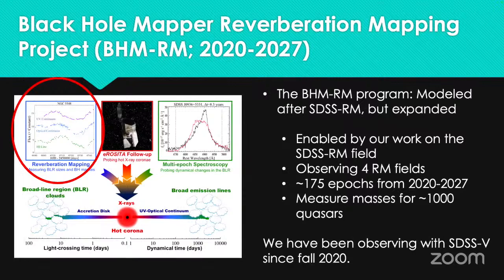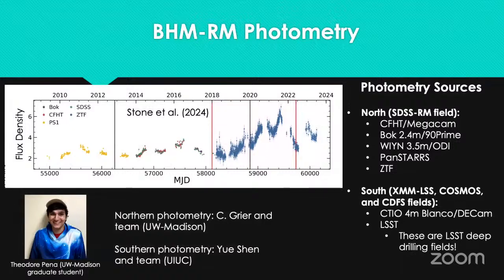So SDSS-V is obtaining a whole lot of spectra. And along with this, we are actually also obtaining a whole lot of photometry. Here's just an example of a photometric light curve that we have, one of our SDSS quasars. This is one of the ones that we've been observing since the first program. We have data from Pan-STARRS that go all the way back to 2010, and we have been supplementing our spectroscopy with a variety of sources. So in the north, we've been using some data that we have institutional access to, like the Bok 2.3 meter at Steward Observatory, or the 3.5 meter WIYN telescope, which UW-Madison uses. But we've also been using survey data such as Pan-STARRS and ZTF. So these last years here are primarily ZTF data, which have been really helpful.